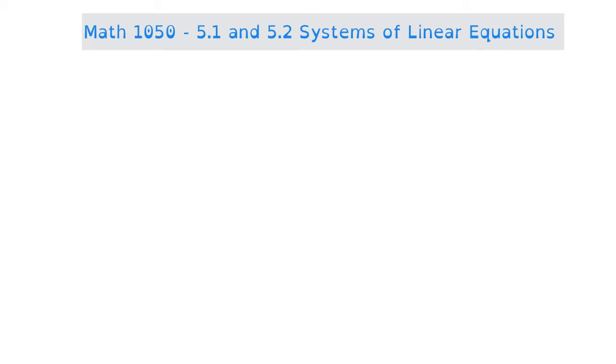All right, so this video is our Math 1050 looking into the book at section 5.1 and 5.2, which are both going over systems of linear equations. So we're still talking on the subject of linear here, and we know that that means that the variables are to the first power.